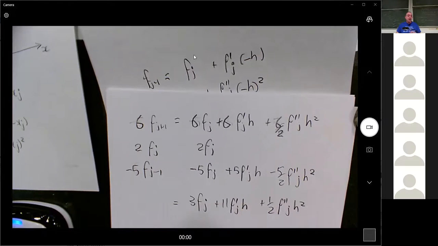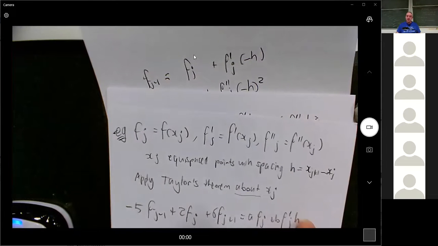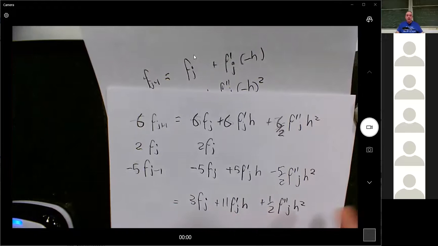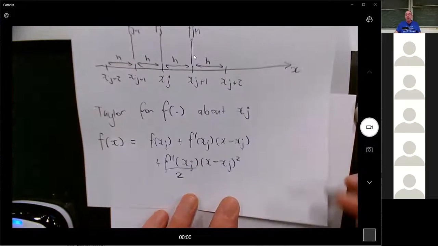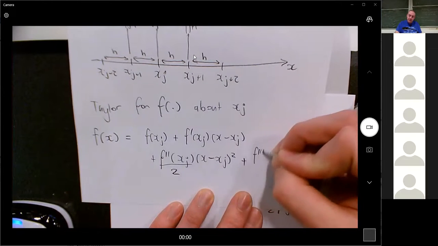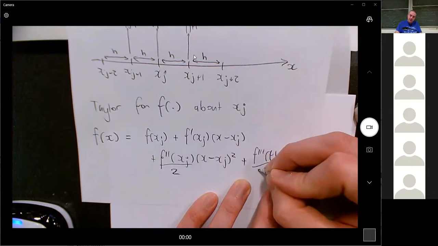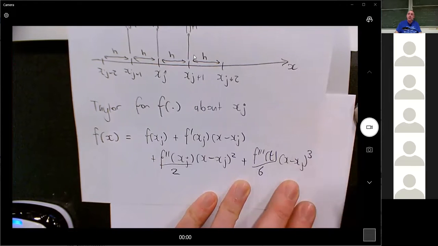And that is exactly what they are asking for. How many fj's and how many fj-h's and how many fj-h squareds? 3, 11, 1.5 is what I've got. And so just to actually finish this off properly, I'm going to put in my errors. It's going to be plus f triple dash t on 3 factorial, which is 6, times x minus xj cubed.